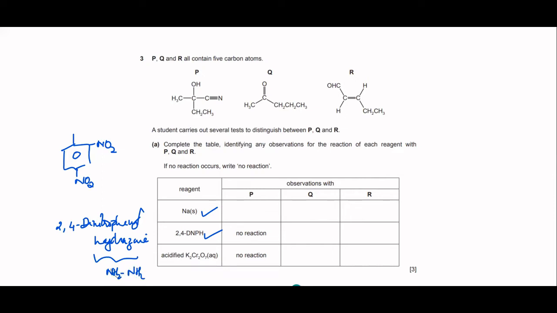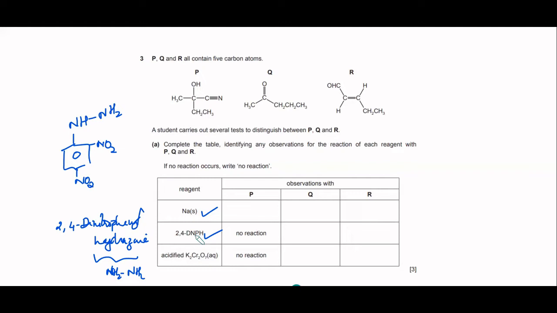This is hydrazine. So one of the hydrogens from one of the nitrogens has been replaced with 2,4-DNP, which is the 2,4-dinitrophenyl group. Let's assume that the hydrogen on this has been replaced. So this nitrogen is left with one more hydrogen, and there is the NH2 group. So this is actually 2,4-DNPH, 2,4-dinitrophenyl hydrazine. So the student performs the test with sodium metal, then with 2,4-DNPH, and also acidified potassium dichromate.